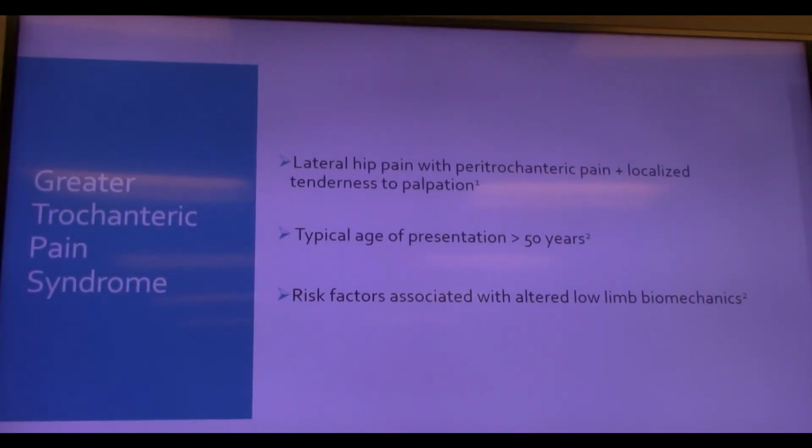In terms of GTPS, it's described as lateral hip pain with peritrochanteric pain and localized tenderness to palpation. The incidence in North America is described between 10 to 25%, and the risk factors are all associated with altered lower limb biomechanics. Women are at higher risk because of the way their pelvis is shaped. It's about a 4-to-1 ratio described in the literature. Also, if you have IT band pain or knee OA, that also puts you at greater risk. And the average age of presentation is greater than 50 years.